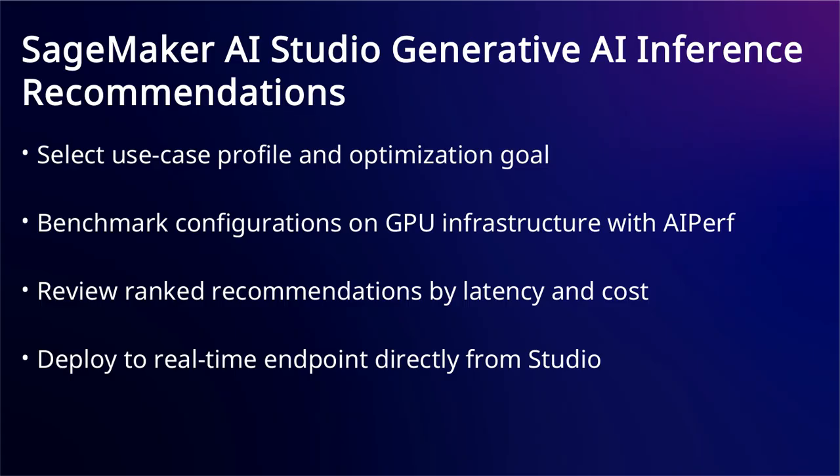You select a use case profile like Interact, Generate, or Summarize, and choose whether to minimize latency, maximize throughput, or minimize cost. SageMaker AI benchmarks multiple configurations on real GPU infrastructure using NVIDIA AIPerf and applies techniques like speculative decoding or kernel tuning based on your goal. You review ranked recommendations with measured performance data for TTFT, inter-token latency, throughput, and cost, then deploy directly to a SageMaker real-time endpoint from Studio. There is no additional cost for generating recommendations beyond standard compute costs for benchmarking jobs.